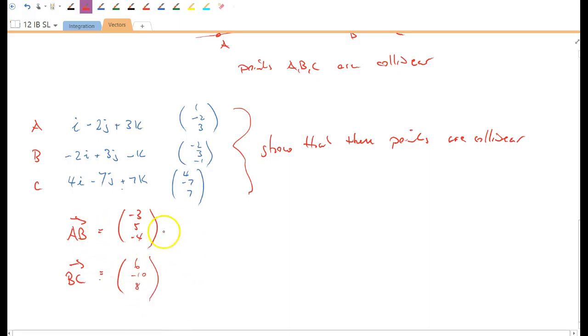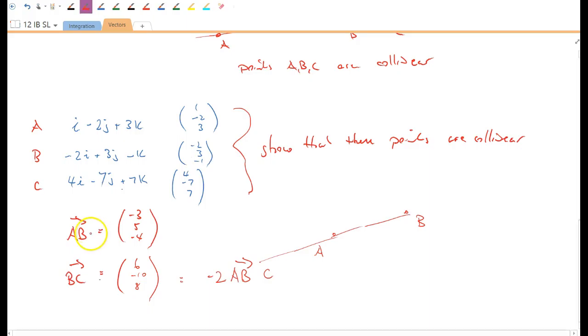And you can see that compared with AB, that is minus 2, so it's twice as long in the negative direction. It's minus 2 ABs. Now what does that mean? That means that if I've got an A and a B, BC is twice as long but in the other direction. That means that C sits down here, but that it also sits in that straight line between A and B. So that shows that these points are collinear.